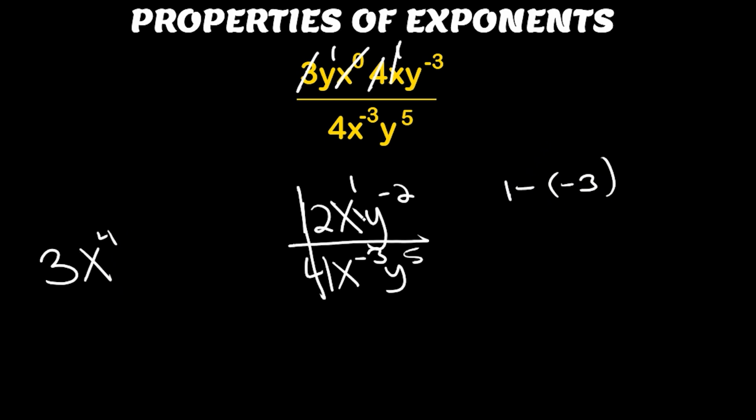Okay? So this is done. This is done. Working on my y variable, it's negative 2 minus 5. That would give you negative 7, right?